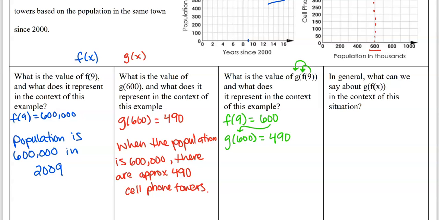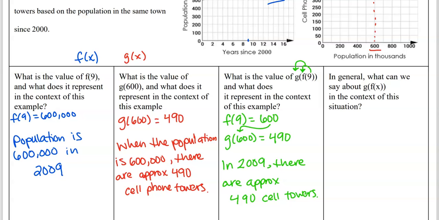So now let's put those all together. So my two interpretations that we just did, I can mash together to say what about this small town? What year is it? All right, so in 2009, we can say that there's how many cell phone towers? 490. There are approximately 490 cell phone towers.